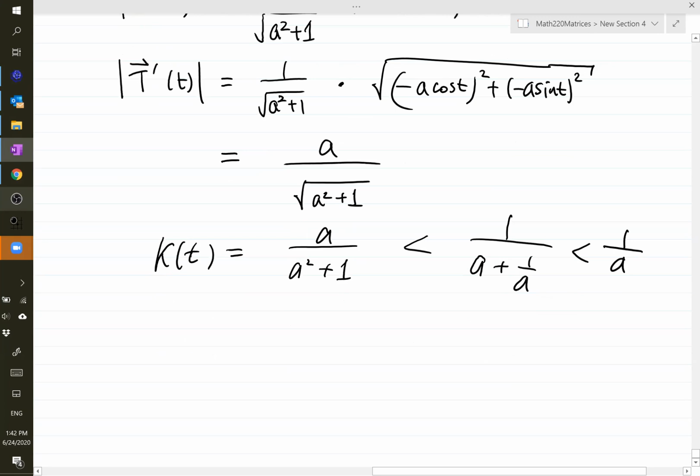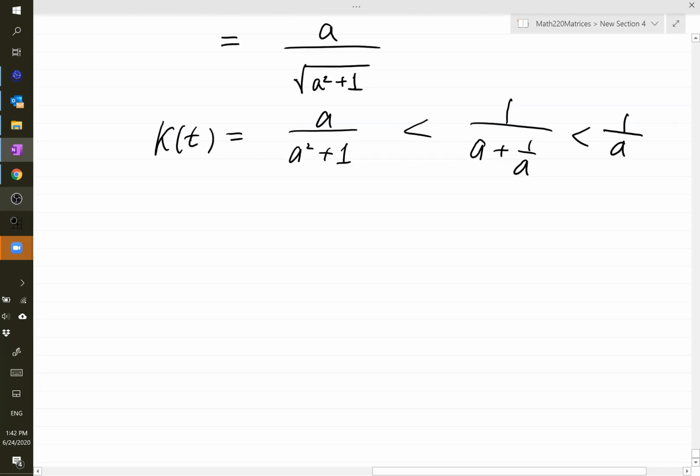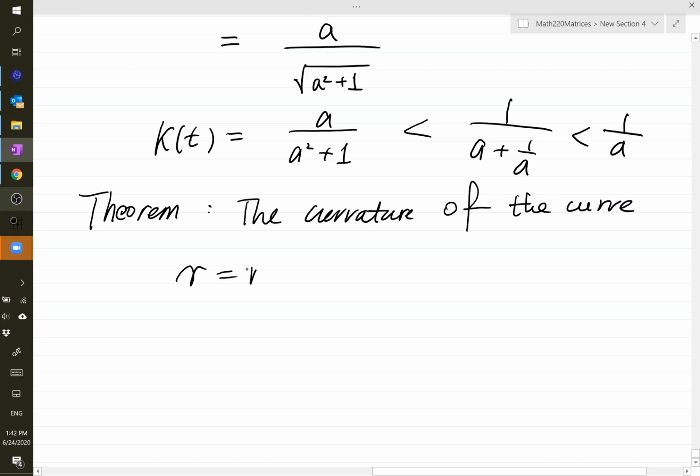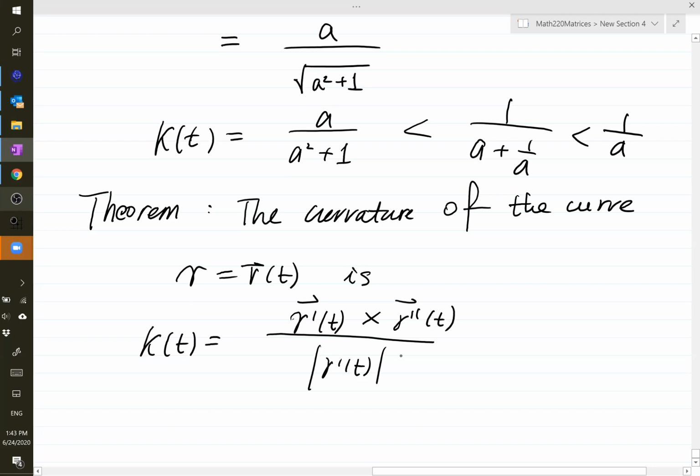Okay, now next we give a formula of the curvature in a general parameter t. The theorem says the curvature of the curve r equals r(t), where the curve is given by this vector function, is kappa(t), which is the norm of the r first derivative cross product r second derivative, divided by the norm of the r derivative cubed. Take the absolute value, take a norm, so it's a scalar.